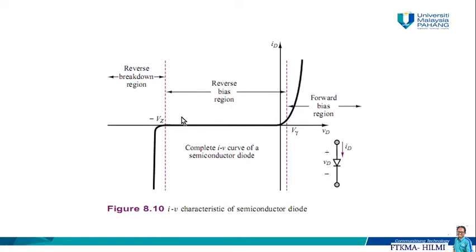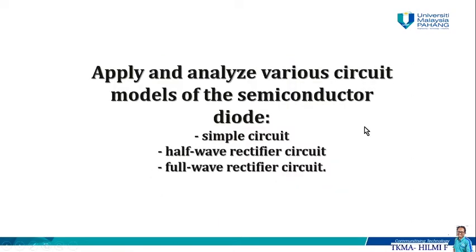Next we have the reverse breakdown region. If the voltage Vd is more negative than the Zener voltage Vz, that is, smaller than negative Vz, then the diode is going to conduct electric current again. The current is going to flow again, but this time in the reverse direction. Next we are going to apply and analyze various circuit models of the semiconductor diode.